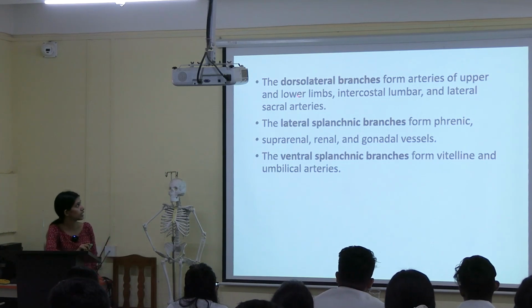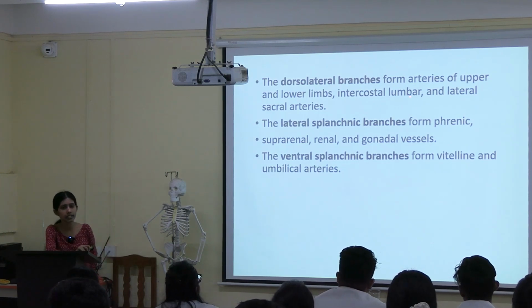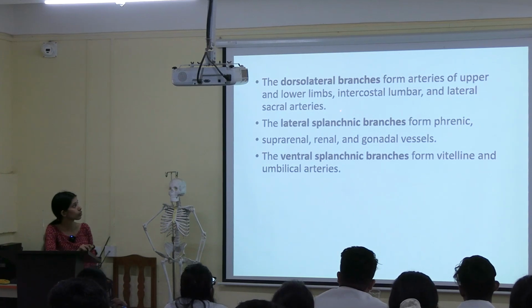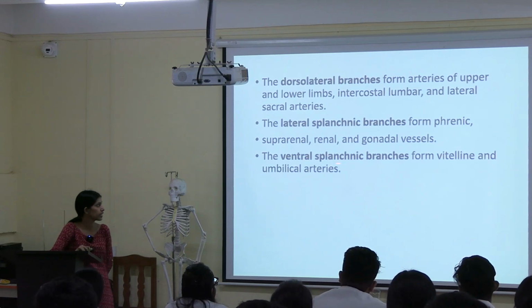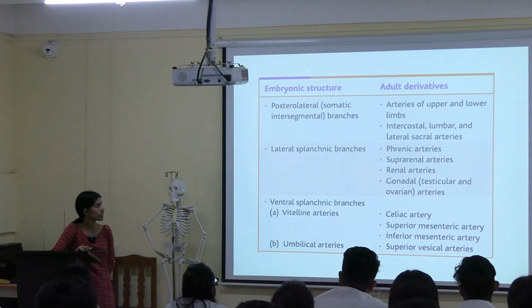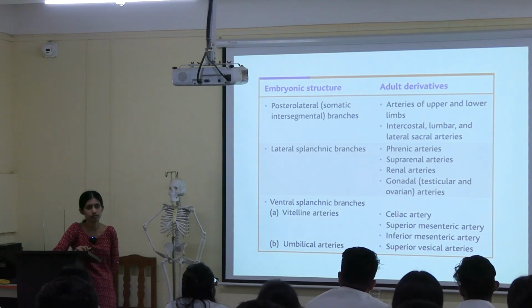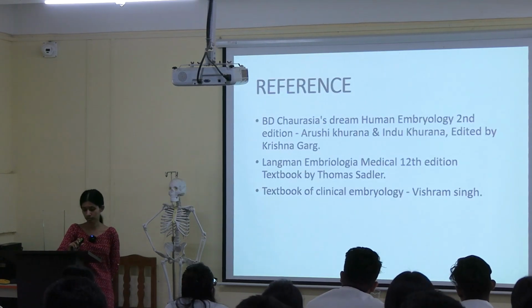And the dorsolateral branches form arteries to our upper limb, lower limb, and also the intercostal, lumbar and lateral sacral arteries. The lateral splanchnic branches give phrenic, suprarenal, renal and gonadal vessels, whereas the ventral splanchnic branches give us the vitelline and umbilical arteries. This is the same table representation. Any doubts?